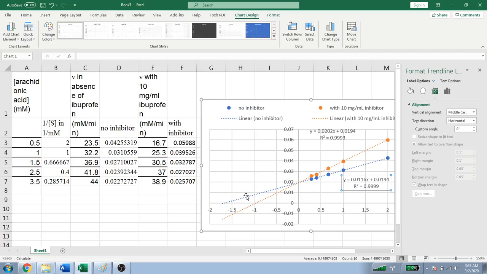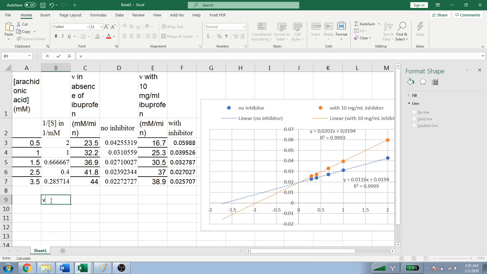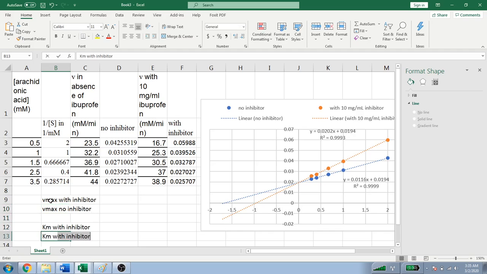Now, since this is negative 1 over Km, let's just find those things here. So Vmax with inhibitor, Vmax no inhibitor. Let's find also the Km with inhibitor, Km no inhibitor. Right, so the Vmax with inhibitor is going to be 1 divided by the y-intercept, which is 0.0194. Right? And same y-intercept over here. Usually, like in a real experiment, it isn't exactly the same, but if it is close enough, then you call it a competitive inhibitor. So competitive inhibitor is the only kind of inhibitor that gives you no change in Vmax. You'll see why in a moment. I'll draw a picture for you.